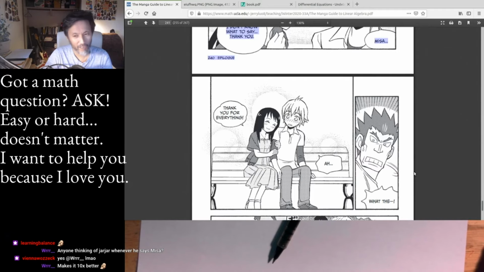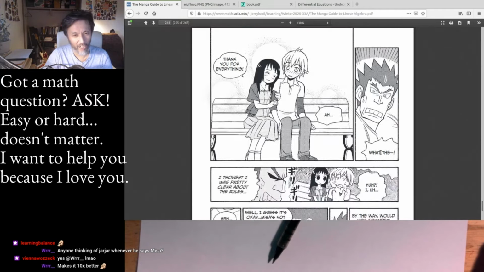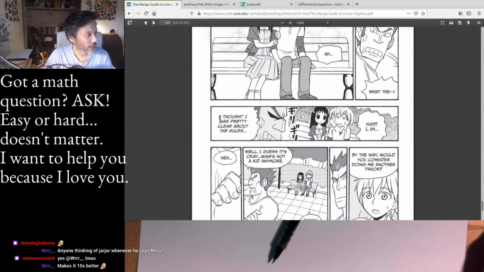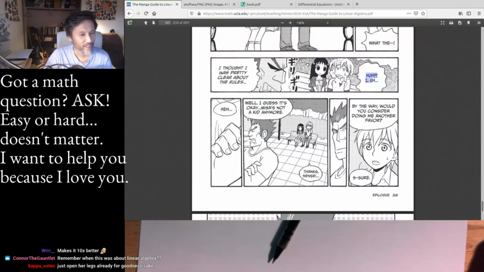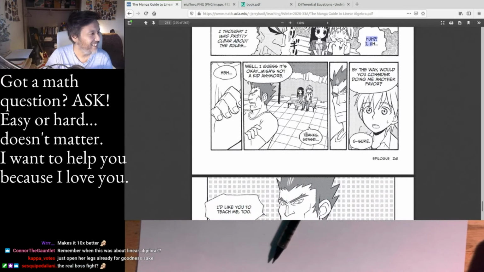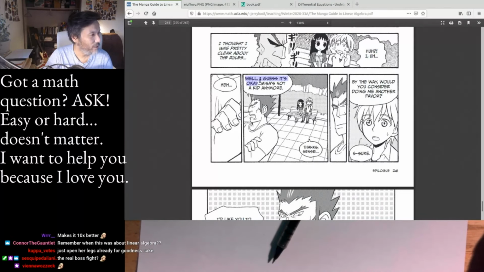And Big Brother. What the? I thought I was pretty clear about the rules. Huh? Oh my God, look at the way she's looking at him. Heh. Well, I guess it's okay. Misa's not a kid anymore.